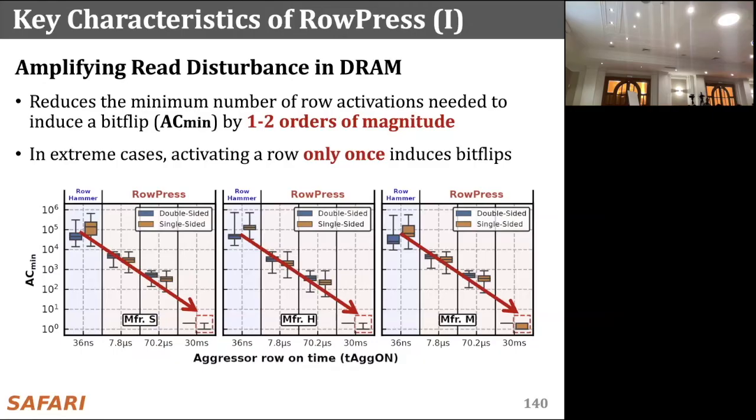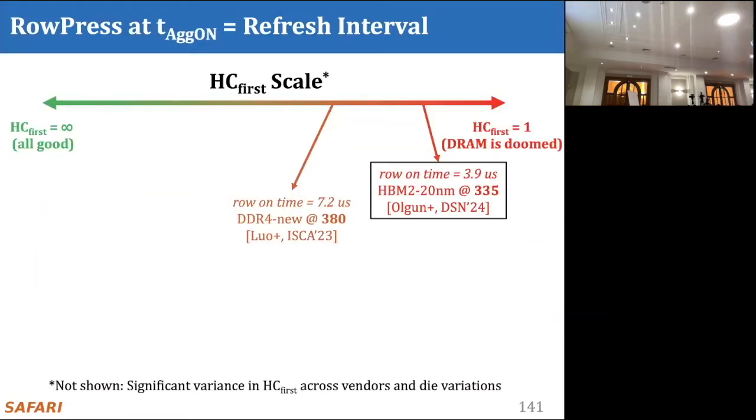If you keep the row open 70.2 microseconds, which is allowed by the standard, and there are some memory controllers that could do that. You could fool the memory controller to do that. You reduce the number of activations to induce a bit flip by 1 to 2 orders of magnitude. Yeah, and I already talked about the extreme cases. Okay, so basically, where does this put us?